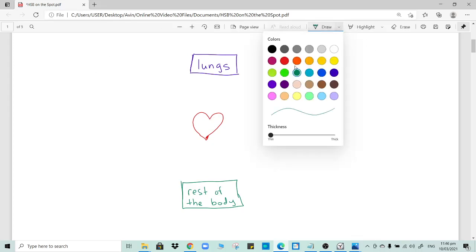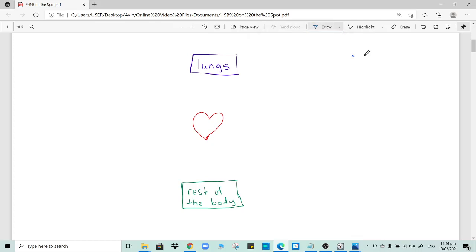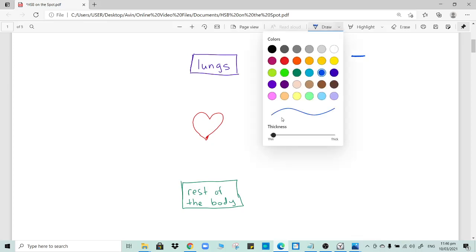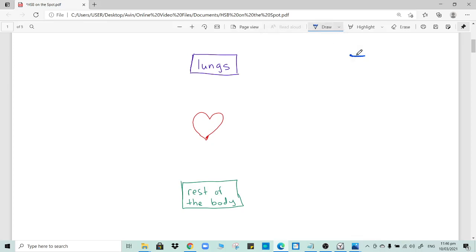So what I'm going to do, I'm going to use two colors. The first color, I'm going to use a thicker blue line. When you see the thick blue line, that's going to represent things like veins or arteries in your body. The blue one is going to represent no oxygen. So whenever you see a blue line going like this, it means that that vein or artery or whatever is carrying the blood has no oxygen.